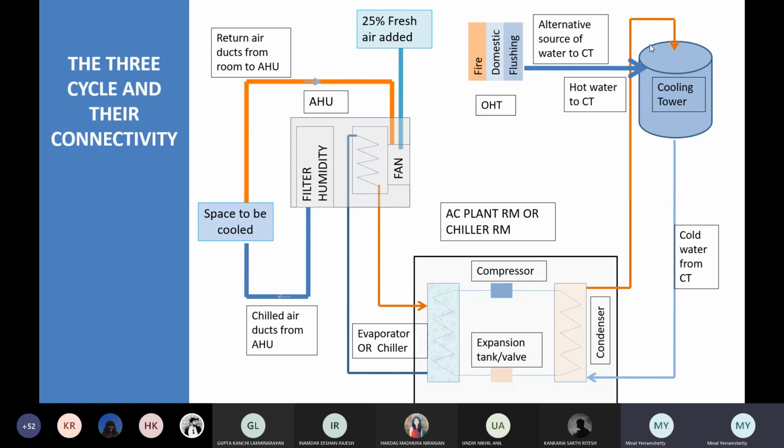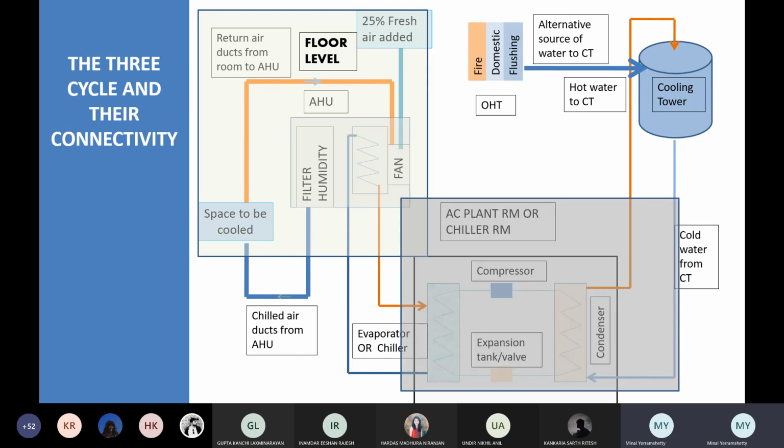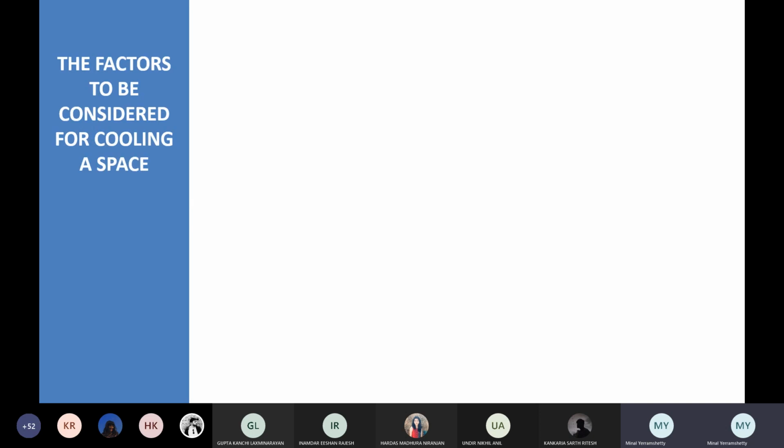Okay? Now, where and what happens? This happens at every floor level. AHU, cooling, movement of cool air to hot air, happens at the AHU level. That is at the floor level. Where is your AC plant room? Basement or the ground level, where the refrigerant cycle is happening, and then the final cycle is at your terrace or balcony level where your cooling tower is. So this is how the three cycles are connected, and finally you get the cooling of your space.